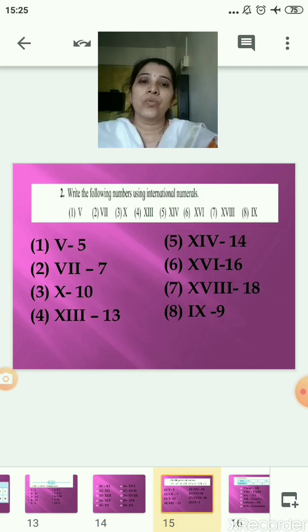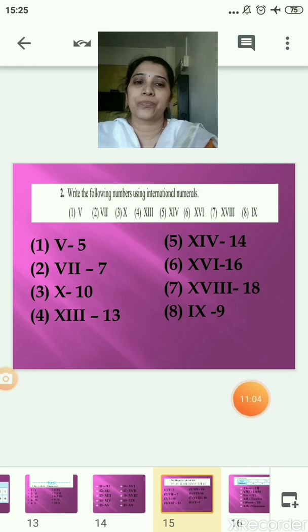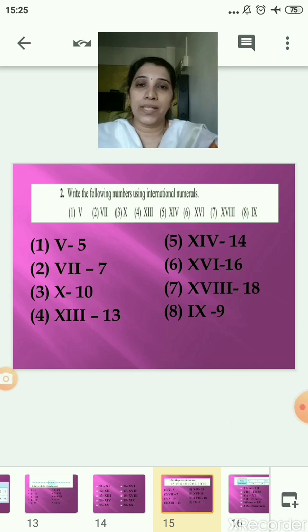Now let us move to the second question. Write the following numbers using international numerals. Now international numerals are nothing but numbers, that is 1, 2, 3 and so on. So they have given the symbols and you have to write the numerals of it. So first is the capital letter V. So capital letter V stands for the number 5.